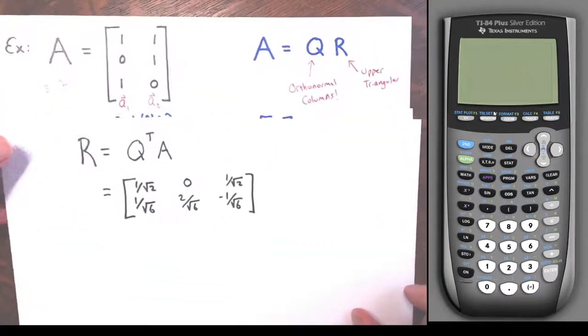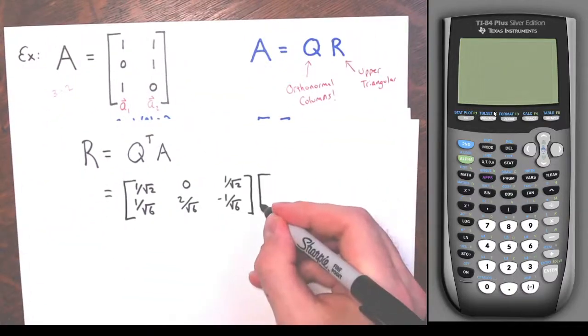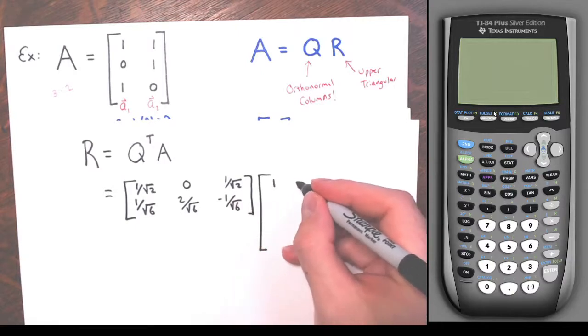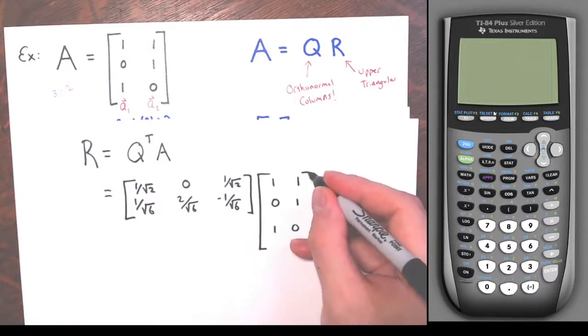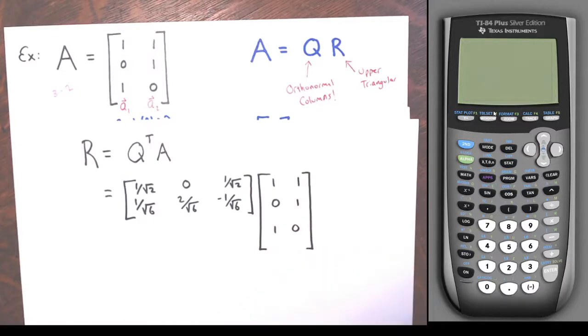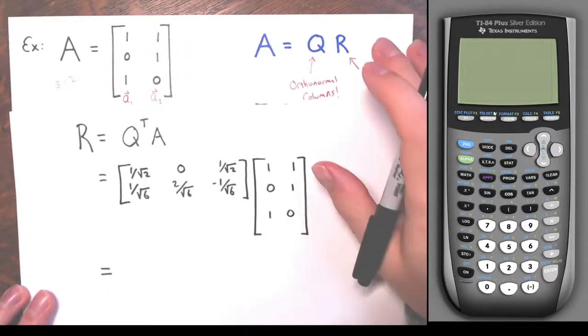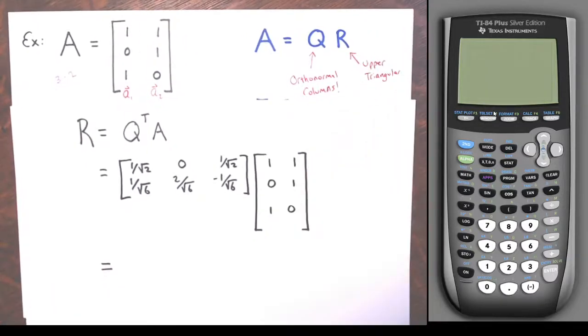Right, matrix A was that 3 by 2 again, with the 1, 1, 0, 1, and 1, 0. And again, if I did everything correctly, and I'm pretty sure I did, I don't think I made any arithmetic errors, but if this doesn't work out, I'll go back and try to find it. This should result in an upper triangular matrix. Right, and then I'll go to the calculator and verify.